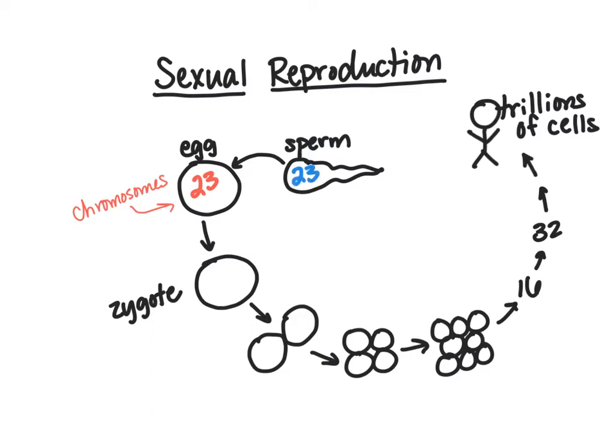When they come together in the zygote, you end up with 23 pairs of chromosomes. So you end up with 23 chromosomes that came from the egg and 23 chromosomes that came from the sperm. Now, we can say that this is 46 total chromosomes, but it's better to think in terms of pairs. So the zygote has 23 pairs of chromosomes.